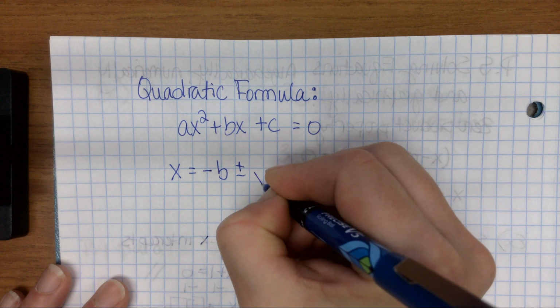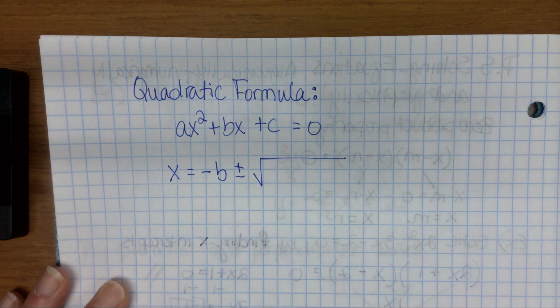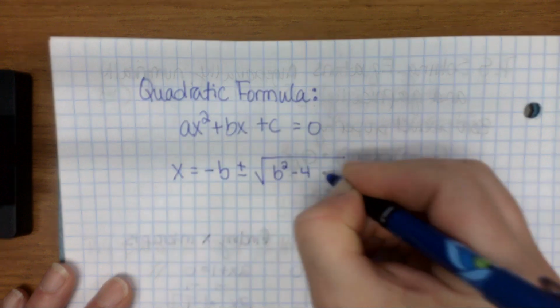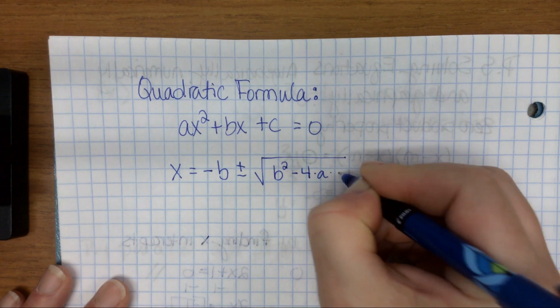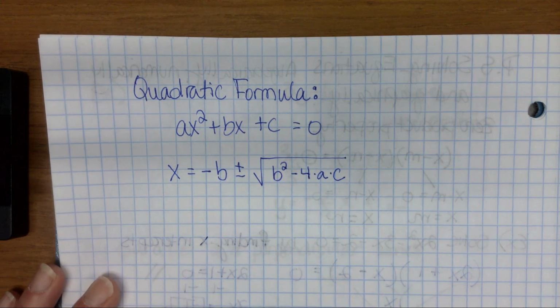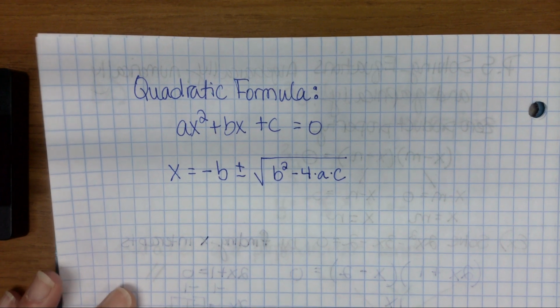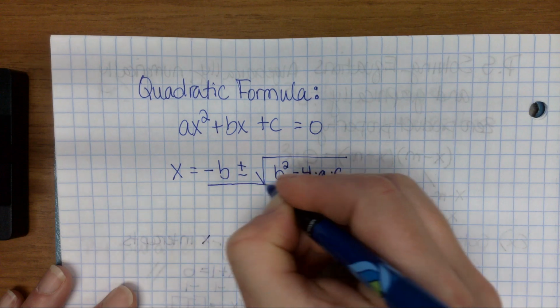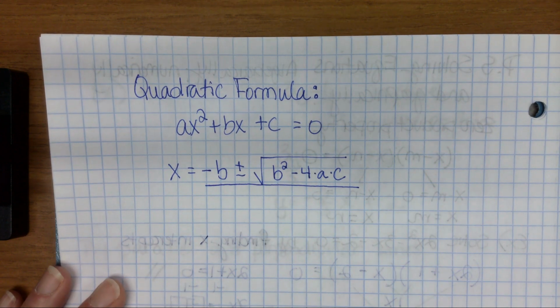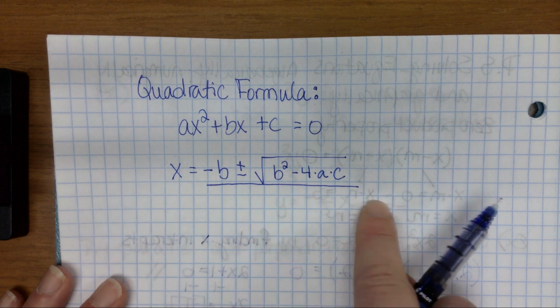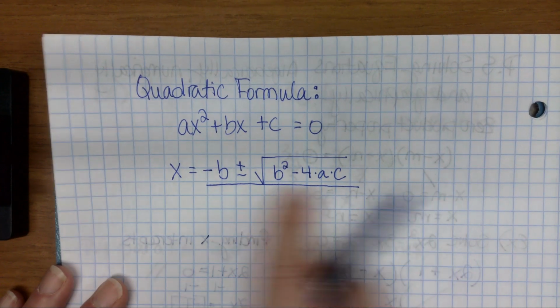Square root b squared minus 4 times a times c. If you were Mrs. McDonald, she puts a and c in parentheses instead. It's not right or wrong. All over. Make sure it's all over. Some people try to put it right there. Whole thing. 2a.